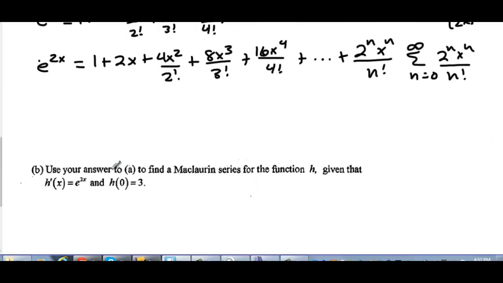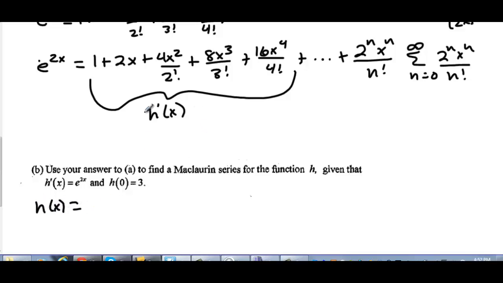In letter B, use your answer to A to find a Maclaurin series for the function h, given that h prime of x equals e to the 2x. So e to the 2x is h prime of x. These terms right here are going to represent h prime of x. We want to know what h of x is. H of x equals, now if that's the derivative, we want to back up to the function. We're going to integrate all of this. When you integrate, you'll end up with plus c, and we like to put c at the very beginning of a series instead of at the end like we do with normal functions.